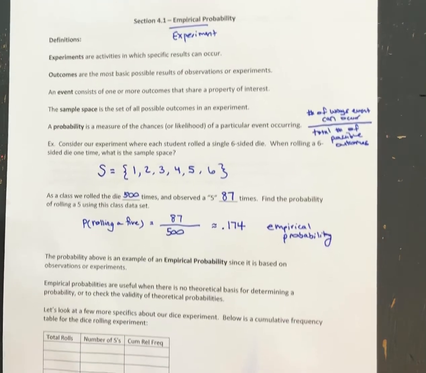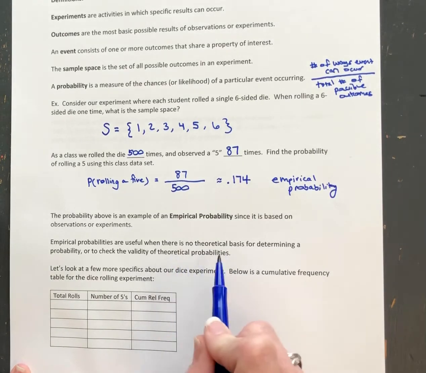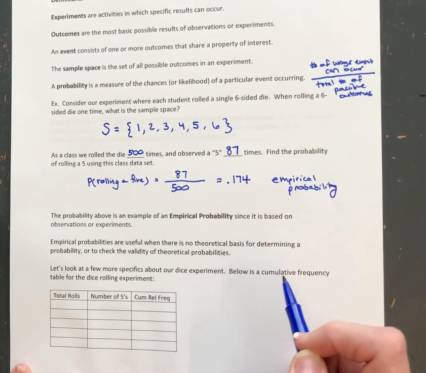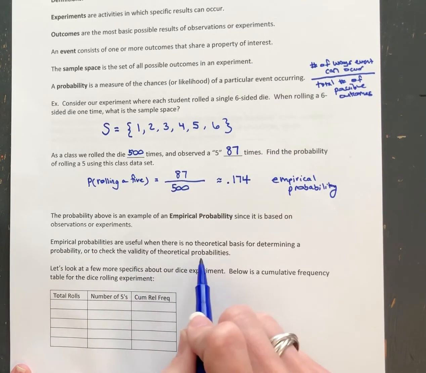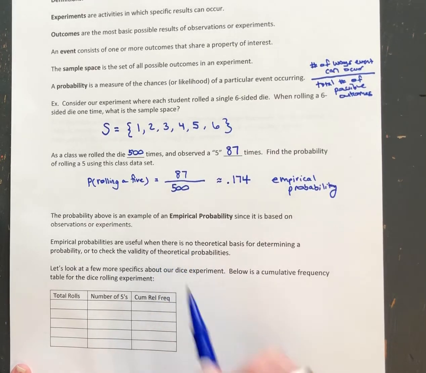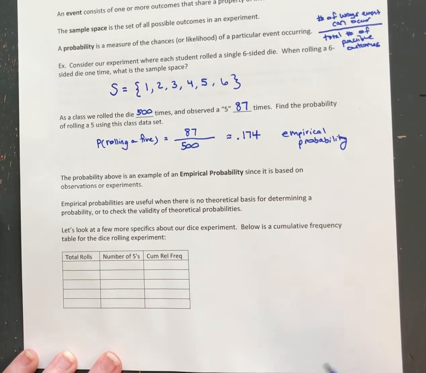Empirical probabilities are useful, particularly in statistics when you have no theoretical basis for trying to determine a probability, or if we want to try and check the validity of probabilities calculated theoretically. In the next few chapters, we're going to move on to theoretical probability. So I want to go into a little bit more detail about this die experiment of rolling the die. What I have for us here is going to be a cumulative frequency table for our dice rolling experiment. When we first started out, I rolled one die myself.